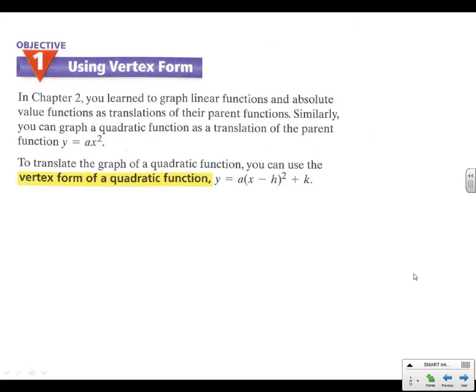Alright, let's talk about the vertex form of a parabola. So in chapter 2, we started with straight lines and we moved them around, and we also had absolute values and we moved those around. Alright, we're going to use the same type of skills to start with parabolas and move them around. So we're going to start with just a basic parabola of y equals ax squared. And then we're going to be able to move it about using 3 different constants, a, h, and k.